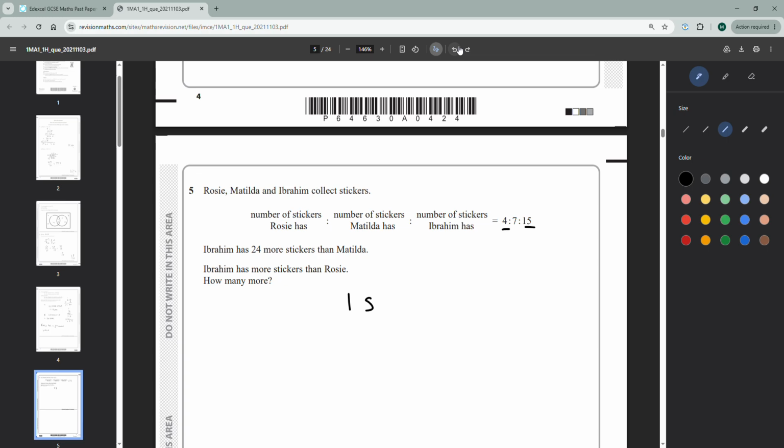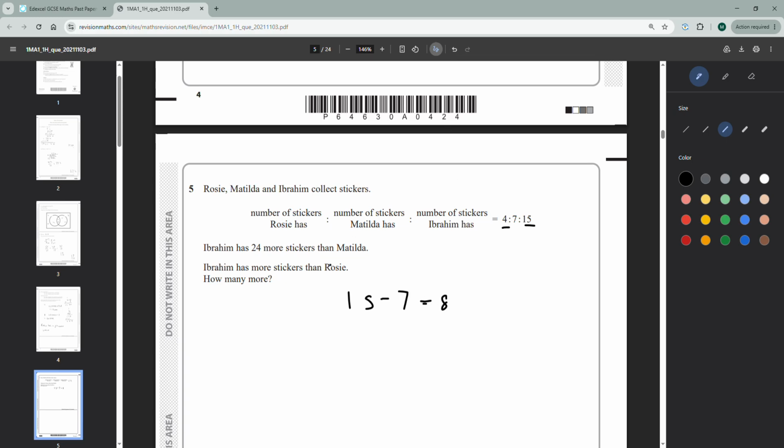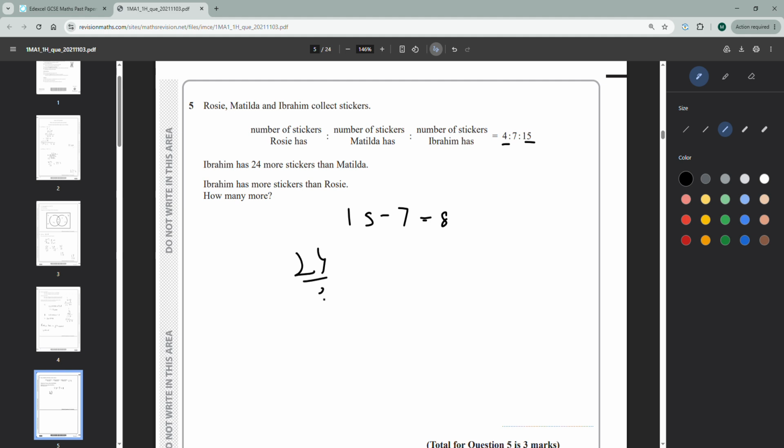Okay, wait, let me think this through. So Ibrahim, oh sorry, 7. Okay, makes sense. 7, 8. Right, okay, so that's good for us because 24 divided by 8 is 3. So one of these ratio parts is 3.